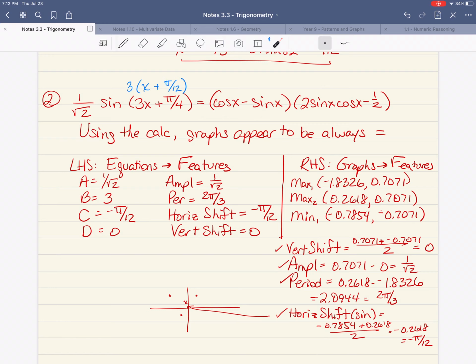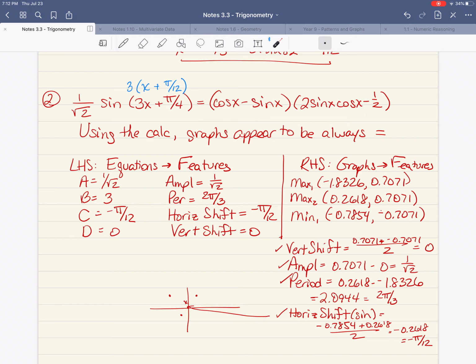Period is max 2 minus max 1. You can write that on your formula page as well. Max 2 minus max 1. You're doing the x values. When you subtract them, you get this decimal, which happens to be 2 pi over 3 because that's what I want.